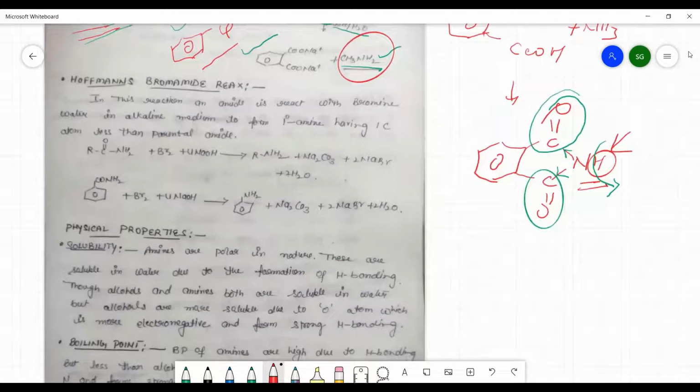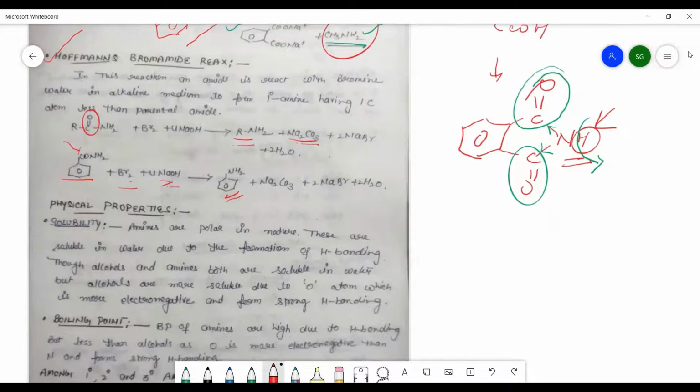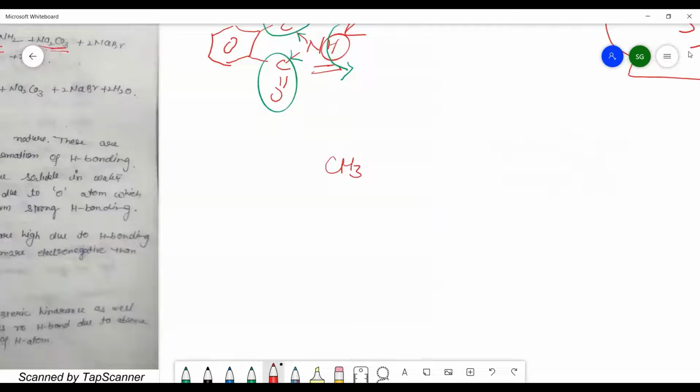Now another method for the formation of amines is the Hofmann bromamide reaction. In the Hofmann bromamide reaction, we have to take the amide in the presence of bromine and NaOH. It gives rise to the formation of an amine which has one carbon atom less than the parent amide. The CO group will be removed, and that will be converted into Na2CO3, and there is a formation of primary amine having one carbon atom less. Now suppose you have ethanamide.